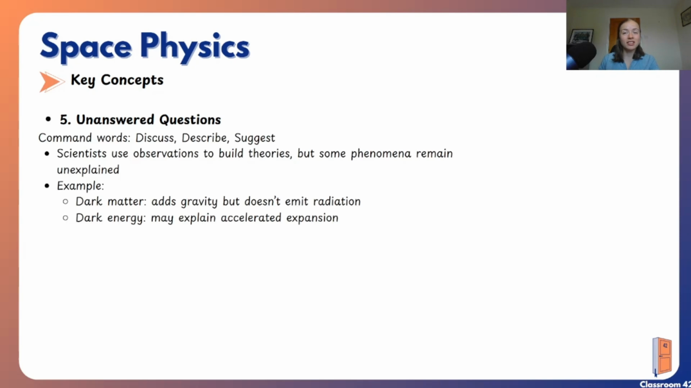And finally, actually, one thing we haven't discussed yet, which we should have done in space physics, is those unanswered questions. So we need to link all of this together to talk about how scientists use observations to build theories, but some phenomena remain unexplained. So we understand a lot already, but there's actually probably more we don't understand than that we do understand. And examples of these are dark matter, which adds to gravity but doesn't emit radiation, and dark energy, which may explain the accelerated expansion. But really, we know these things must exist from calculations, but we have no idea how these actually work or what they actually are.